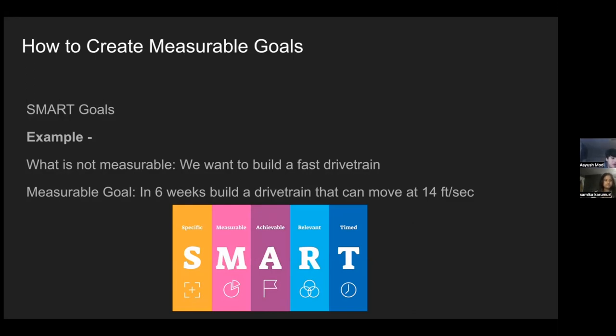So an example of a not measurable goal would be we want to build a fast drive train. An example of a measurable goal would be in 6 weeks, we want to build a drivetrain that can move 14 feet per second. As you can see in the second measurable goal, there's a defined time frame and attainable objects in the goal that can be met.